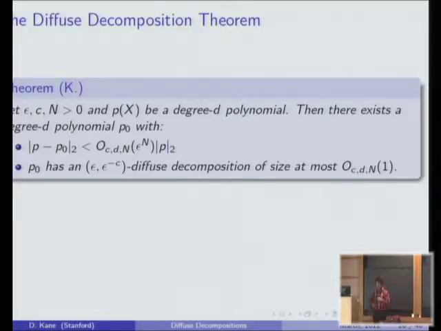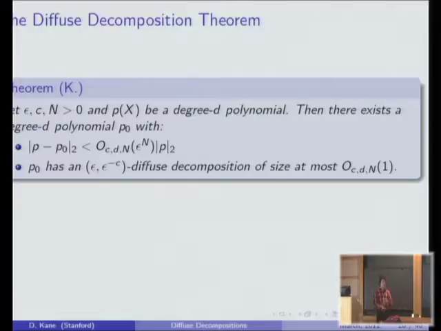So the point is, if we have epsilon, c, and n bigger than 0 as parameters, this n is actually different from the other n. If we have p of x any degree d polynomial, then, well, p might not have a diffuse decomposition, but there exists a p naught that's very close to p. It's within epsilon to the n of p, roughly, such that p naught has an epsilon comma epsilon to the minus c diffuse decomposition of essentially constant size. So this is a structure theorem. It says that up to small error, we can write our polynomial as an actual composition of a structured part.